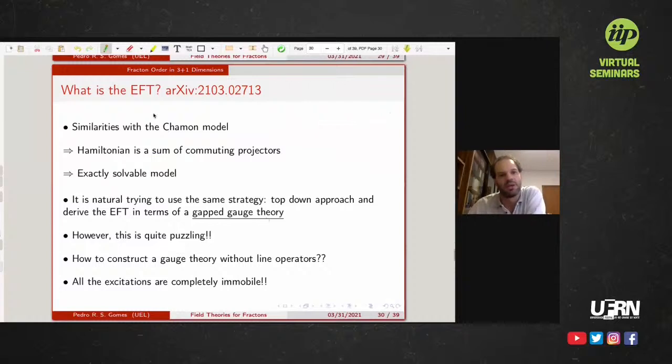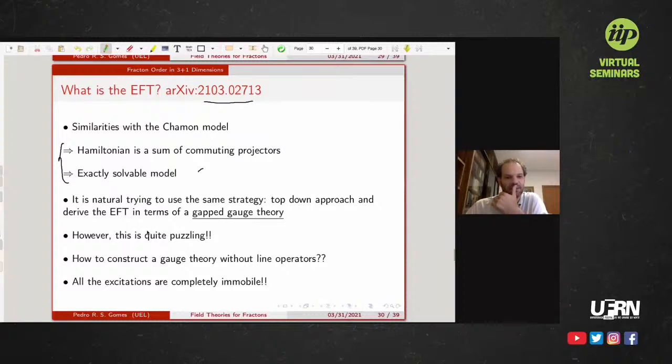So the puzzle here is what the effective field theory is. This is addressed in this paper, which was recently posted on arXiv. This model has some similarities with the Chamon model in the sense that the Hamiltonian is given in terms of a sum of commuting projectors. This is also an exactly solvable model. And of course, we cannot use the same strategy here, okay? So we'll follow a top-down approach and try to derive the effective theory in terms of a gapped gauge theory again, right?